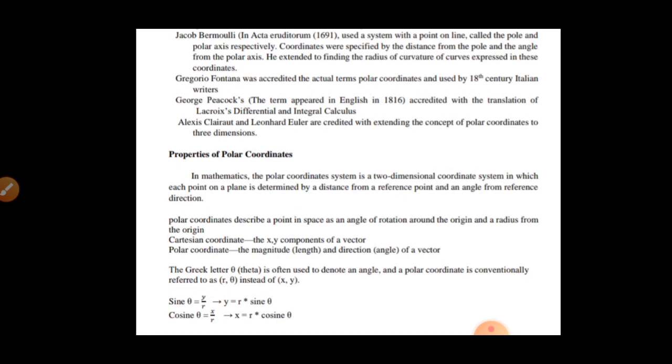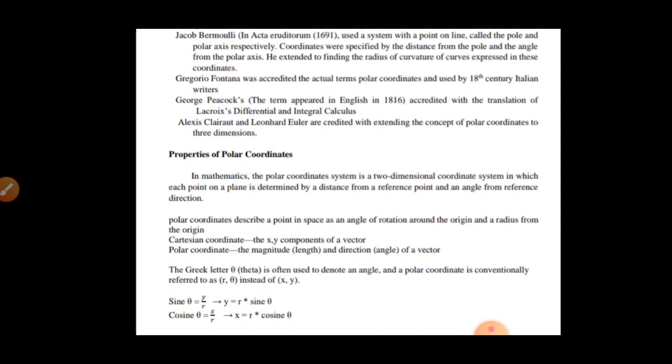Jacob Bernoulli used a system with a point on a line, called the pole and polar axis respectively. Coordinates were specified by the distance from the pole and the angle from the polar axis. He extended this to finding the radius of curvature of curves expressed in these coordinates.